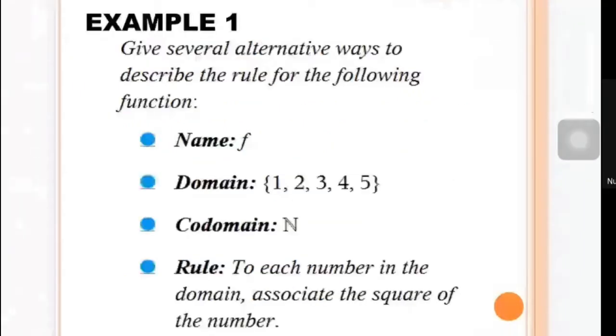Example 1. Give several alternative ways to describe the rule for the following function. Let's say the name is f, the domain is 1, 2, 3, 4, 5, and the codomain will be N. What is N? N is the natural numbers. And the rule: to each number in the domain, associate the square of the number.